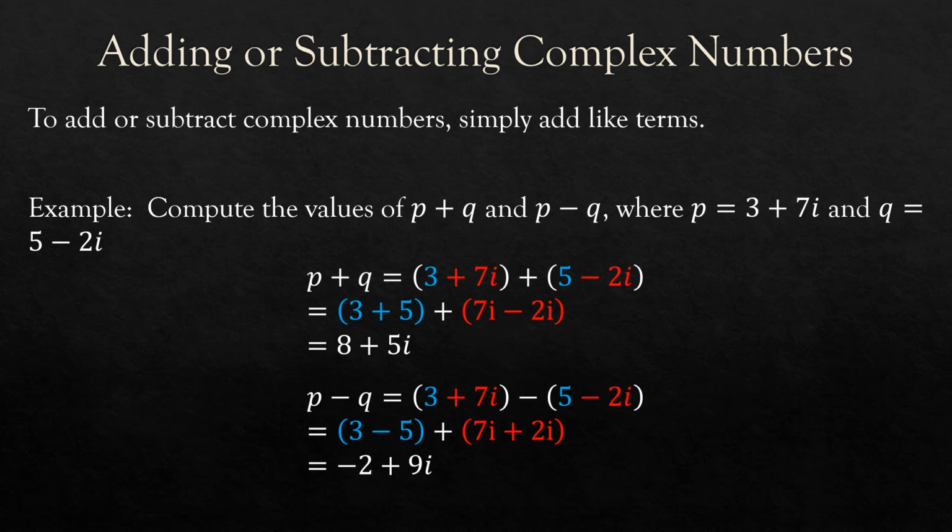To subtract, we'll do exactly the same thing. So instead of plus 5, we'll have a minus 5 because we have to distribute the negative. And instead of minus 2i, we'll have plus 2i. So 3 minus 5 is negative 2, and 7i plus 2i is 9i. So p minus q is equal to negative 2 plus 9i.